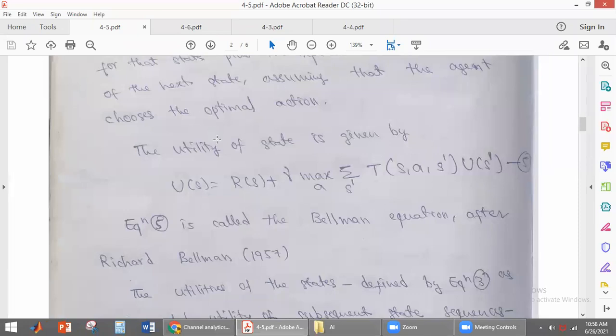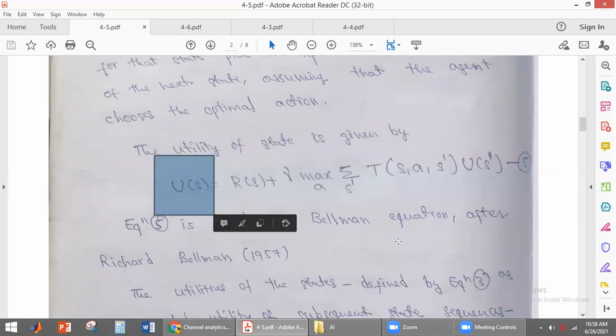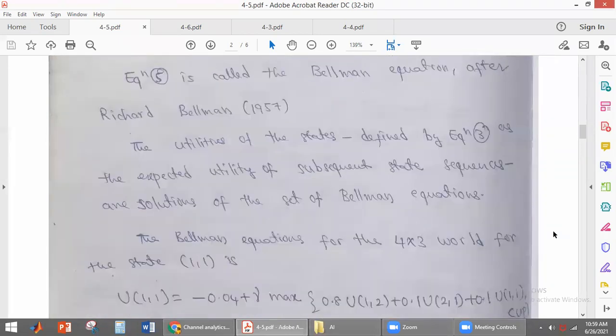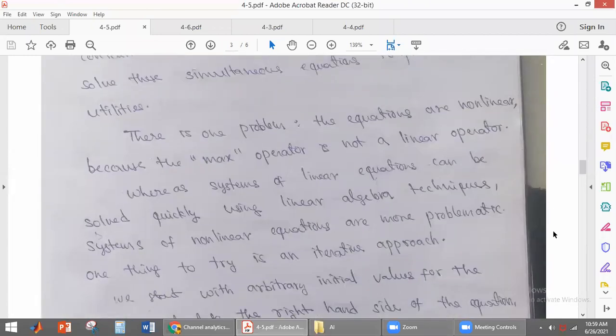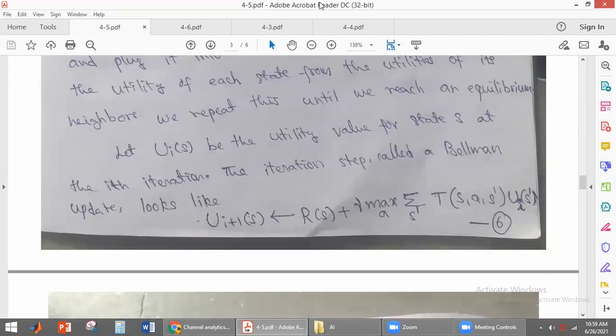Then we find the right hand side of this equation, based on the immediate reward. That value is assigned to the left hand side. Like that, we are finding the utility values of each and every state, and this process will continue until we reach the equilibrium. So this is the iterative approach, students.